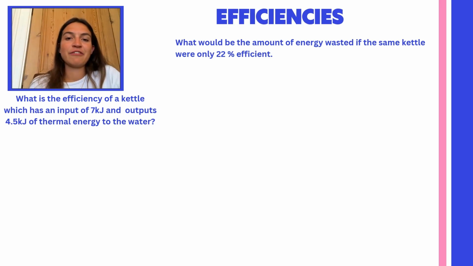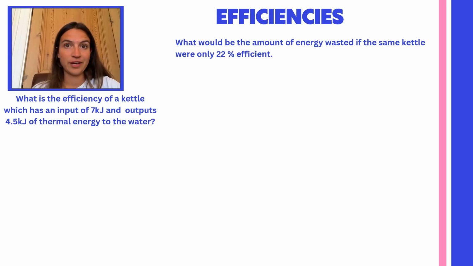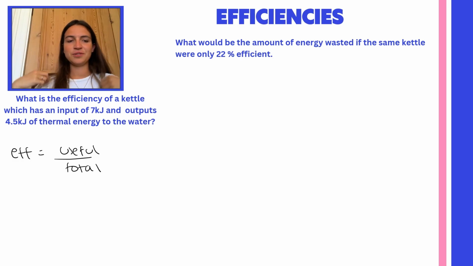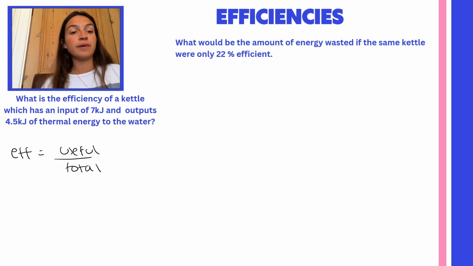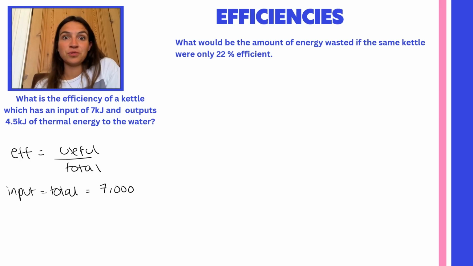Okay, let's have a look at the first question on the left, which is what is the efficiency of a kettle which has an input of 7 kilojoules and outputs 4.5 kilojoules of thermal energy to water. So first, let's just start with our equation. Efficiency is useful over total, and then to find my total energy, which again is the same as my input, and that is 7,000 joules because it was quoted to me in kilojoules.